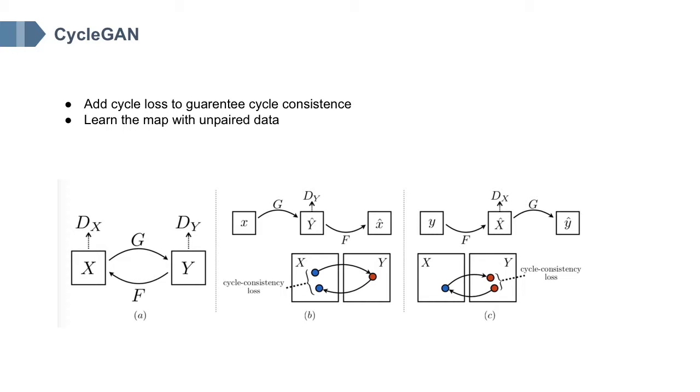CycleGAN learns the map between unpaired data because it believes there is some latent pattern shared by the two datasets. It also adds a cycle loss to the whole architecture to avoid the situation where all data is mapped to one, so that the model will break down.